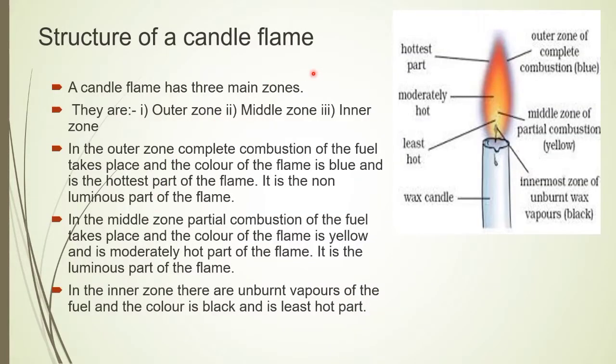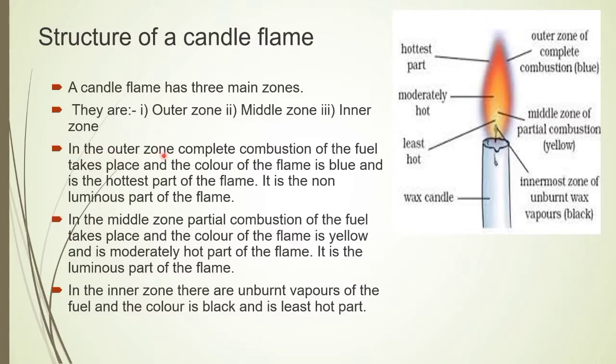In your textbook it is written as blue zone, dark inner zone, luminous zone or non-luminous zone. It is the same thing, so we'll make it very clear and try to know it in three zones only. In the candle, the flame is divided into three zones. The first is the outer zone, the second is the middle zone, and the third is the inner zone. The outermost zone is where complete combustion takes place, also known as the blue zone.